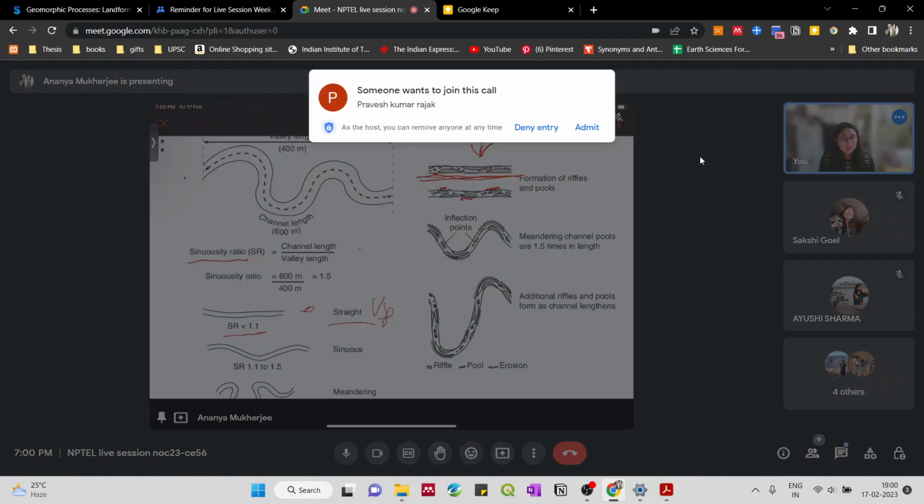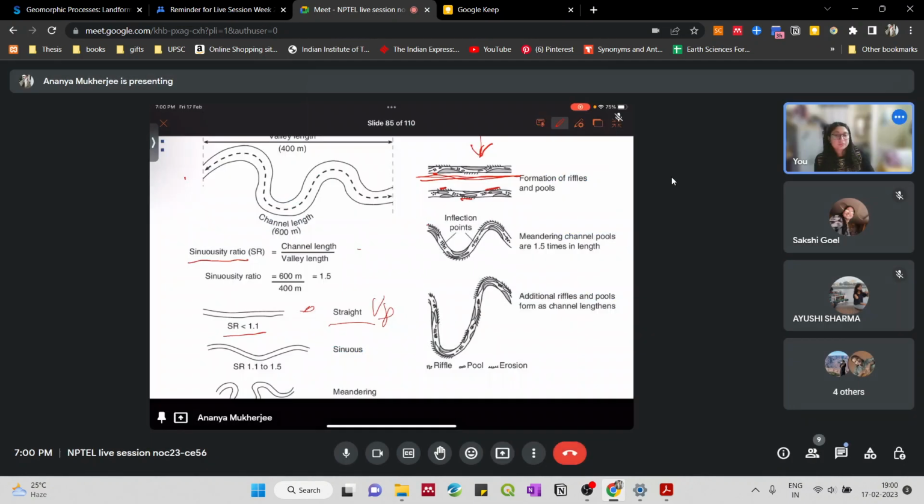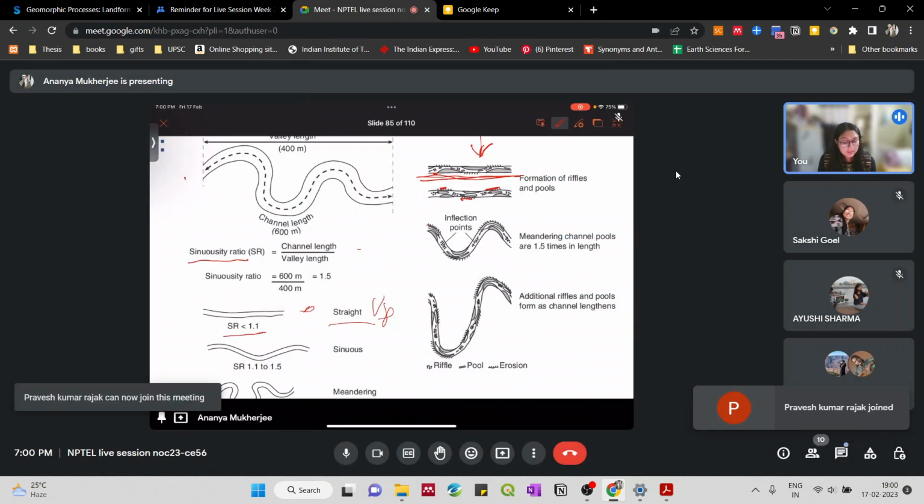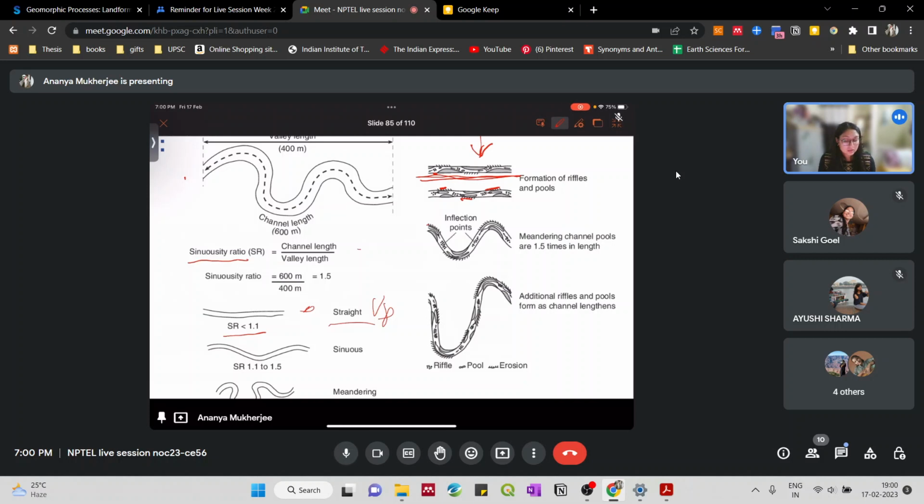Then you can see that with erosion the channel is bending more. These are inflection points, where you can see that this is where the bends are happening. So with time more erosion is going to take place in these areas, and the more sinuous this river channel is going to become.